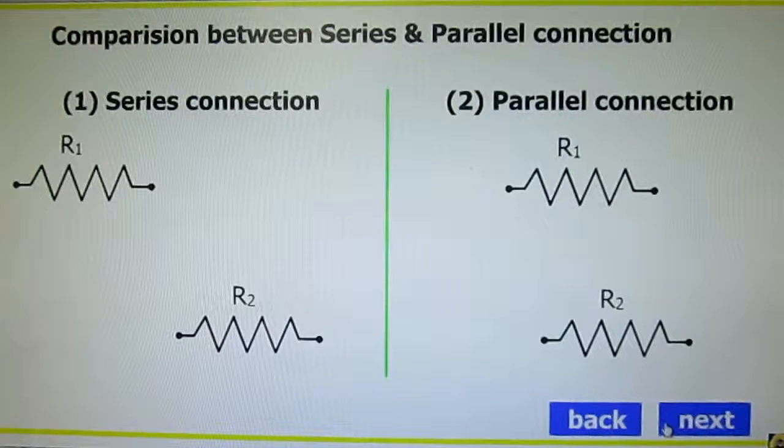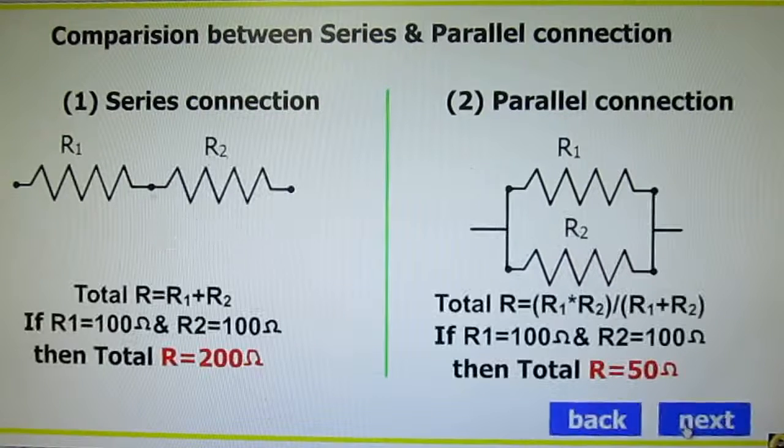Now let us compare series and parallel connections of resistors. Suppose R1 and R2 are both 100 ohm. Then in series connection R is equal to 200 ohm, 100 plus 100. And in parallel, R1 is 100 and R2 is also 100, then the total resistance between this terminal and this terminal is 50 ohm.